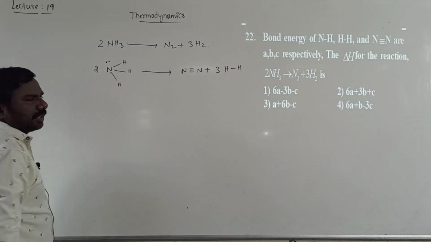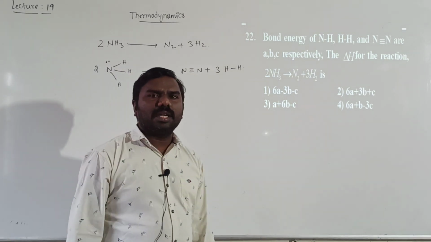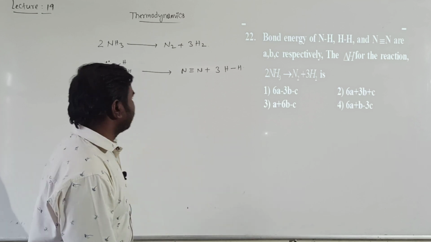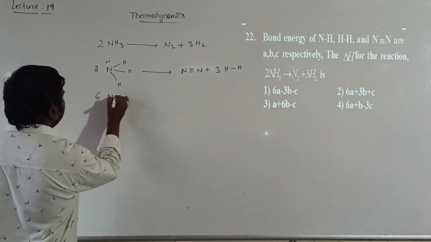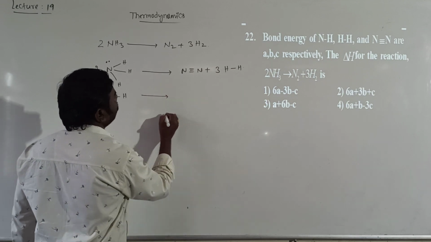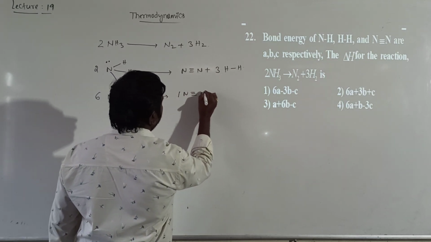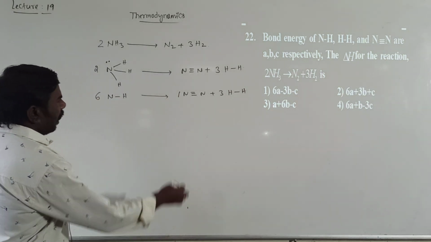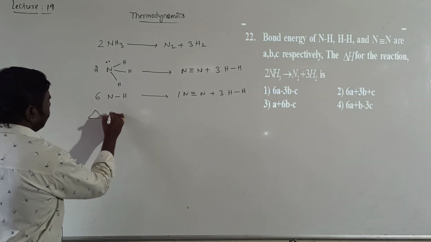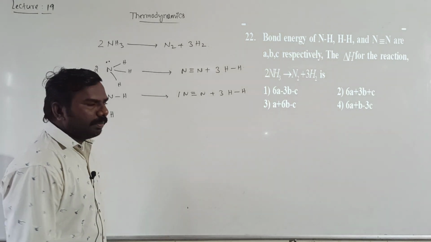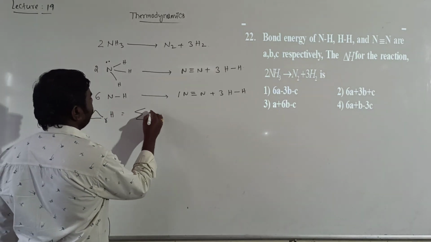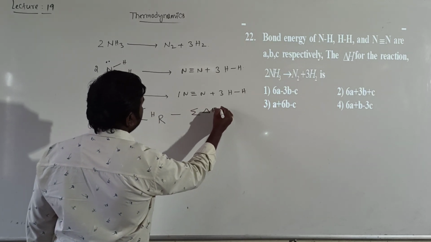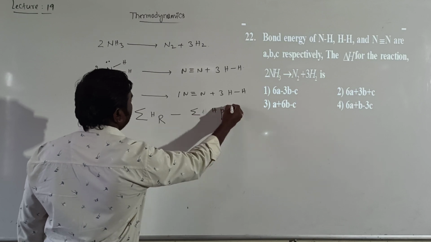In 1 NH3 there are 3 bonds. In 2 NH3s there are 6 N-H bonds. This gives rise to 1 N triple bond N plus 3 H-H bonds. Enthalpy of this reaction is, since they gave bond enthalpies, the sum of the enthalpies of the reactants minus the sum of the enthalpies of the products. Getting, students?